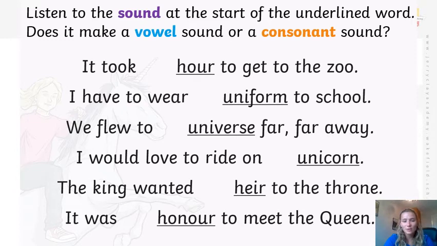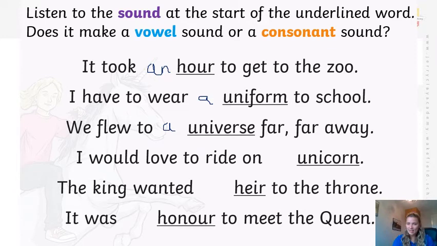Okay, so this is following the rule. So even though hour starts with a consonant, it's got an O sound to it. So for this one, I'm going to write it in. So it would be an hour, because you are hearing an O sound for hour. To get to the zoo, I have to wear a uniform. So uniform makes a U sound, so it would be a uniform, not an uniform. We flew to a universe far away, because it makes the same U sound.